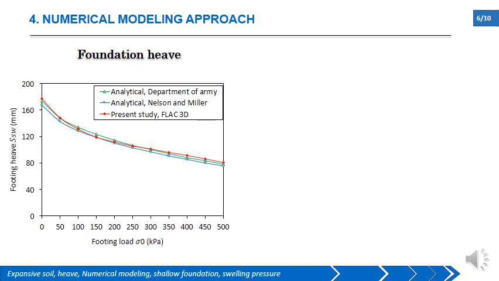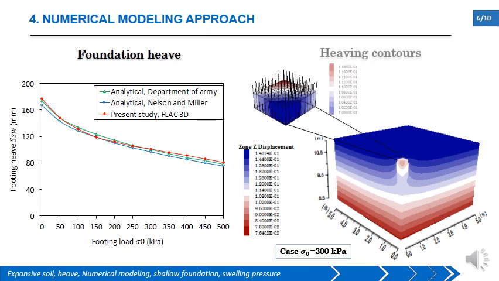The results indicated that there was a nonlinear decrease in heave with increasing footing load. The total heave predicted in the numerical study shows an excellent agreement with the analytical results of the Department of Army and Nilsson and Miller. An important application of this finding is that the footing continues to heave when the load is greater than the swelling pressure of 218 kilopascals. The heave was maximum at the soil mass surface, then it decreases with depth. It can be seen that a differential heave of the foundation is observed at the end of loading.